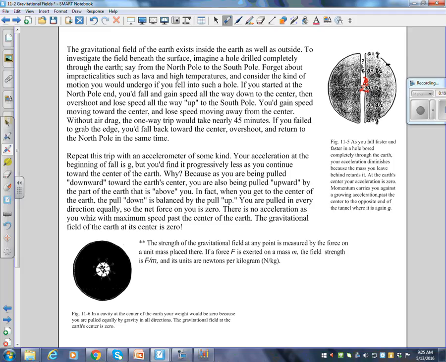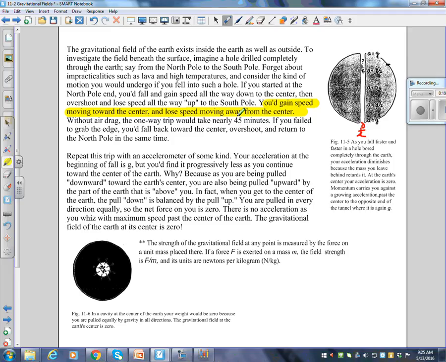He would, in fact, start falling up and slowing down. If you start at the North Pole, you'd fall and gain speed all the way down to the center, then overshoot and lose speed all the way up to the South Pole. You'd gain speed moving towards center and lose speed moving away from center. Without air drag, the one-way trip would take nearly 45 minutes. 45 minutes to fall all the way through the Earth.